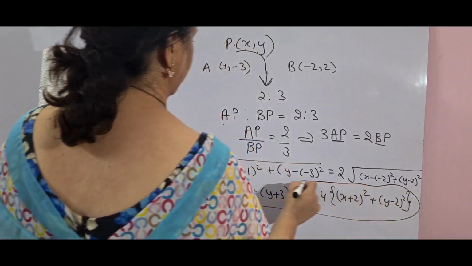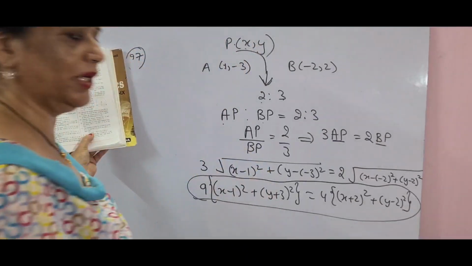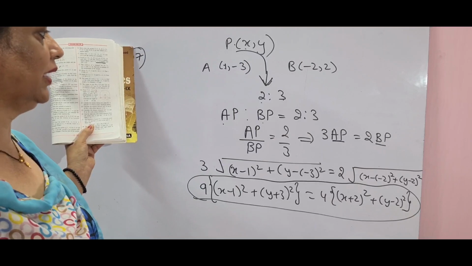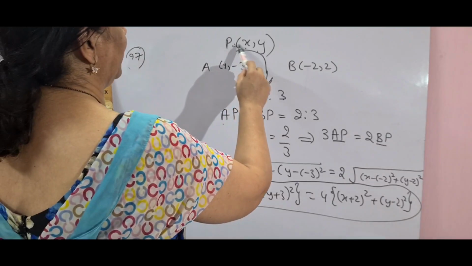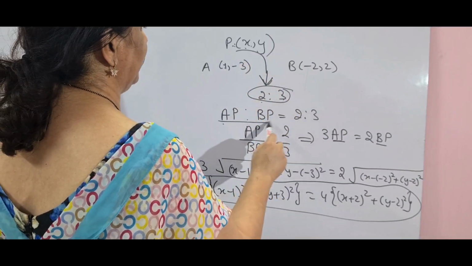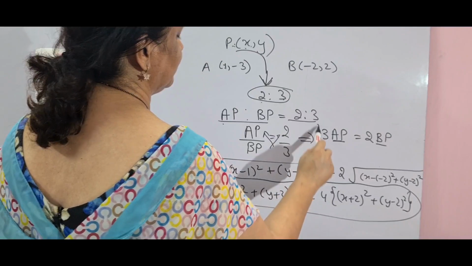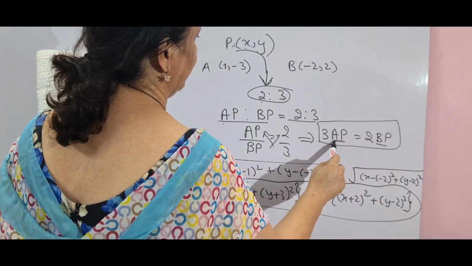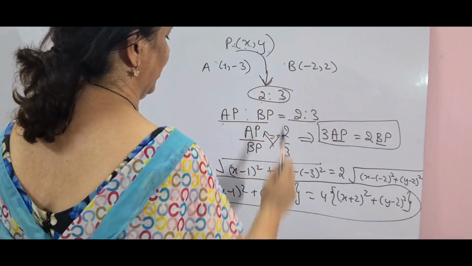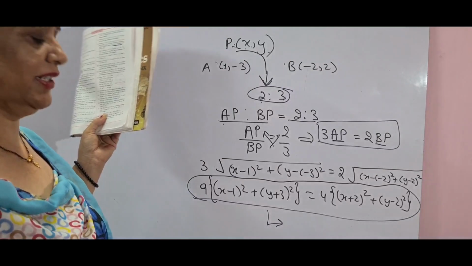If you don't get it, you WhatsApp me, I will solve it for you. But before that, I would love that you try it yourself. Very simple. I have given you the whole hints. He has said that point P x y divides in the ratio 2 is to 3. So I wrote like this: AP is to BP, 2 is to 3. Cross multiply. This is my final equation. And in AP I put the distance formula. In BP I put the distance formula. And I will get the equation which is given in the question itself. And that is my required answer.